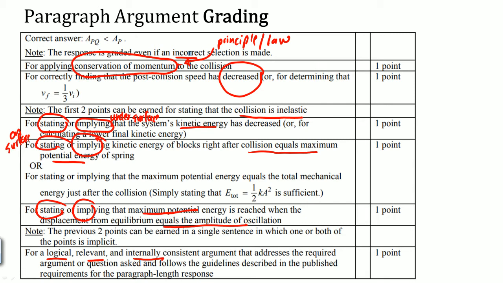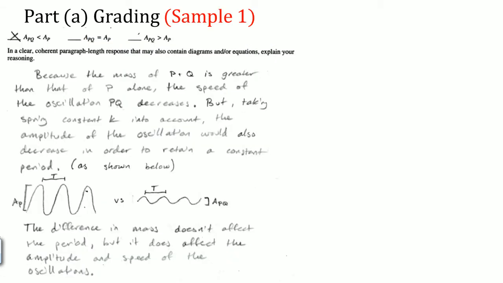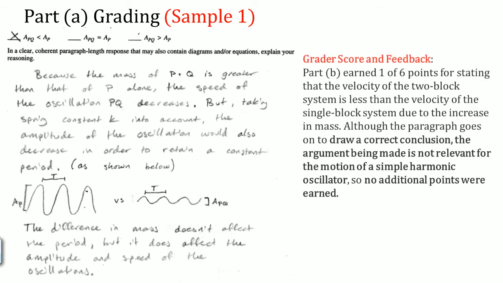It's going to make more sense once we look at some responses and see how the graders use this grading criteria. So here, the correct choice was made. It does say that the amplitude is less when the two blocks are together. And this is the explanation. All right, so 1 point is earned that the velocity of the two blocks is less. So the speed of the oscillator has decreased. That's how they got that point.